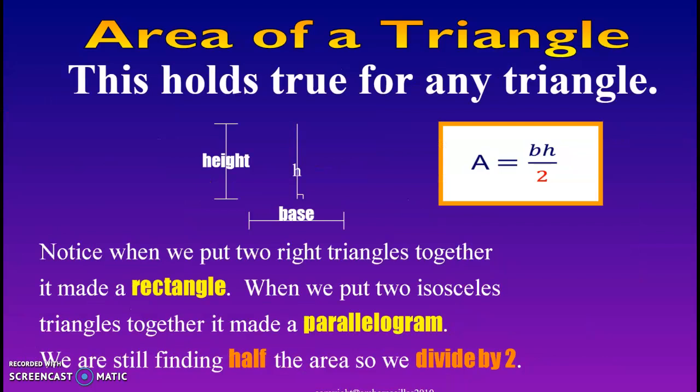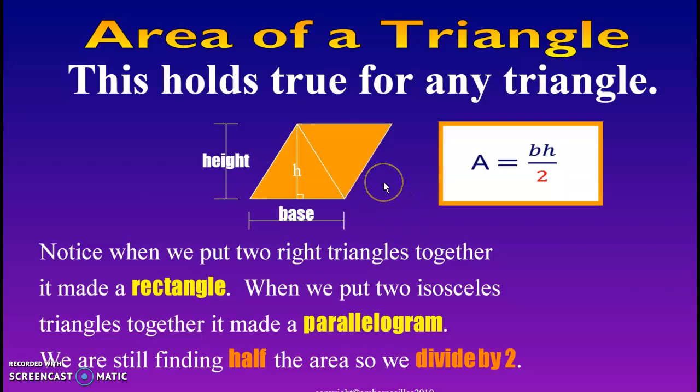This holds true for any triangle. So if I have a triangle that is going to be an isosceles triangle, which means that 2 sides are the same, I can also create a parallelogram. Remember, the formula for finding area of a parallelogram is base times height, just like the formula for rectangle. So with that being said, in order for me to find the area of one of these isosceles triangles, I would have to take the base times height and divide by 2.